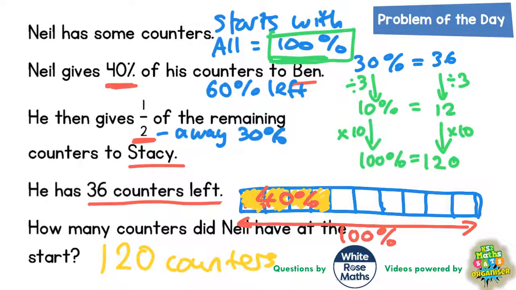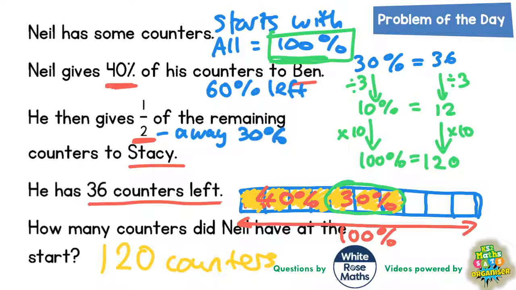So the bit that's left, we're going to split in half. There are 6 squares left, each being worth 10%, so you split that in half would be 3 squares. So he's giving away 30% to Stacy. These 3 squares, 3 lots of 10%, is what he's giving away to Stacy. So let's just write 30% on that. And he has 36 counters left.